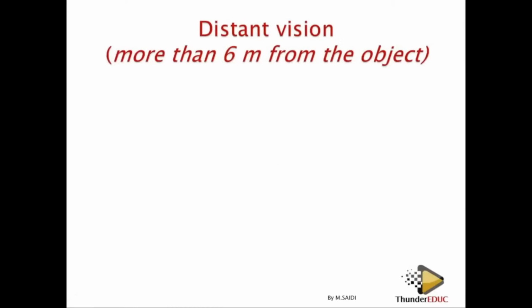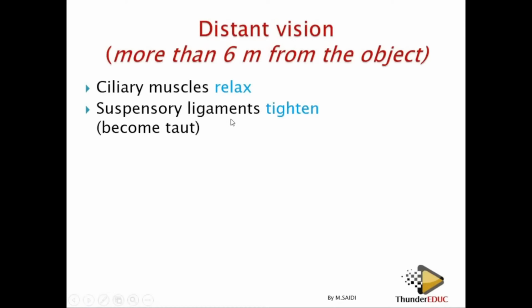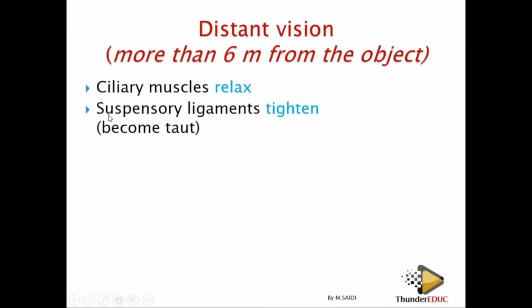Then if you look at a distant object, it's just the opposite of near vision, more than 6 meters from the object. The ciliary muscles relax, where the other one contracted. Then the suspensory ligaments become tightened. The other one was slackened, but this one becomes taut, tightened, like becomes stiff. The tension on the lens increases.